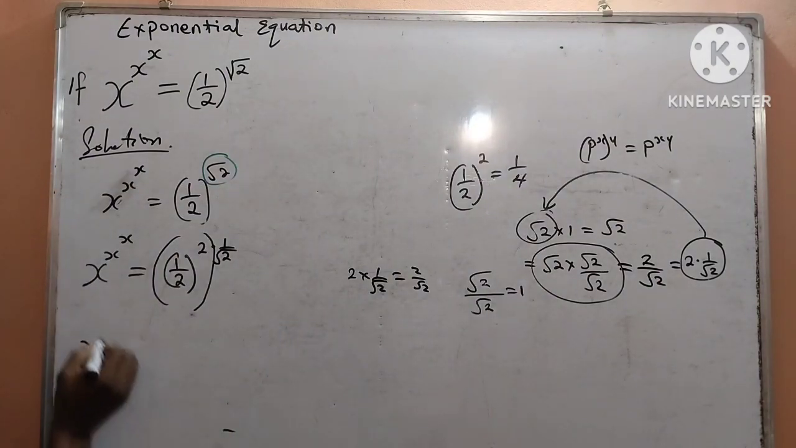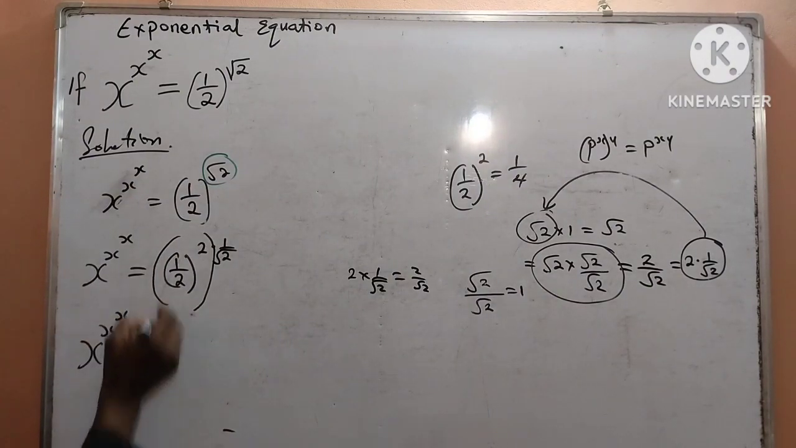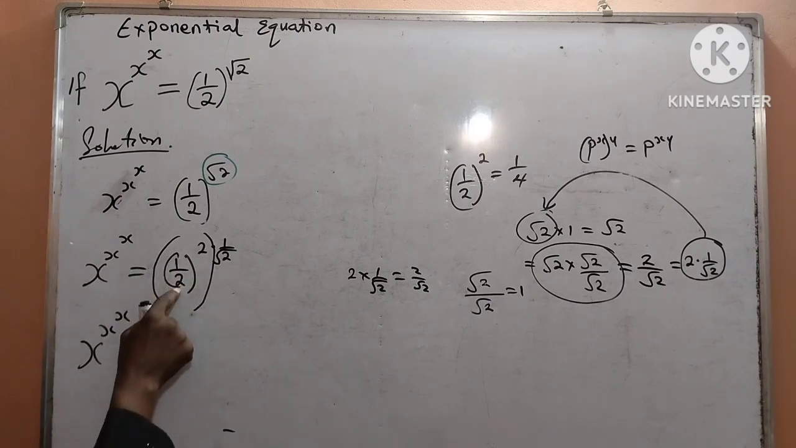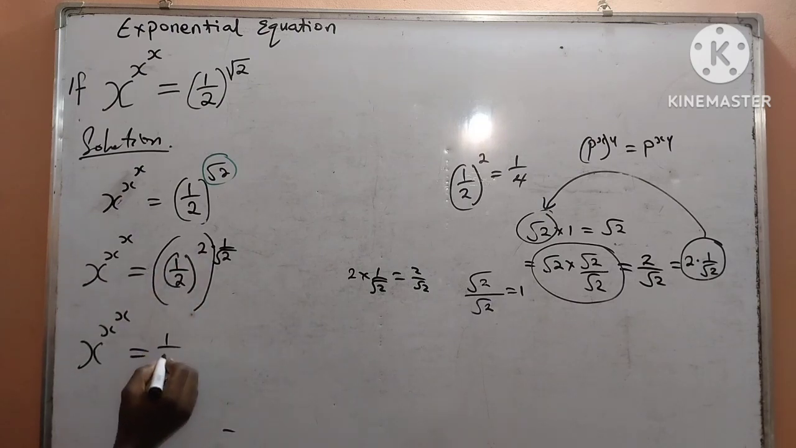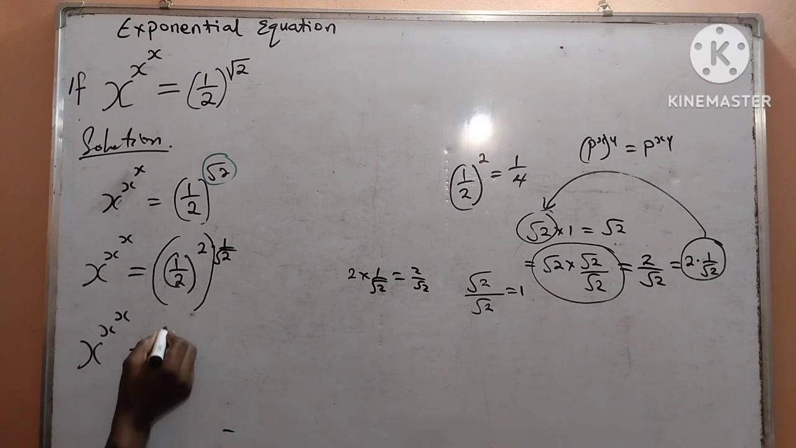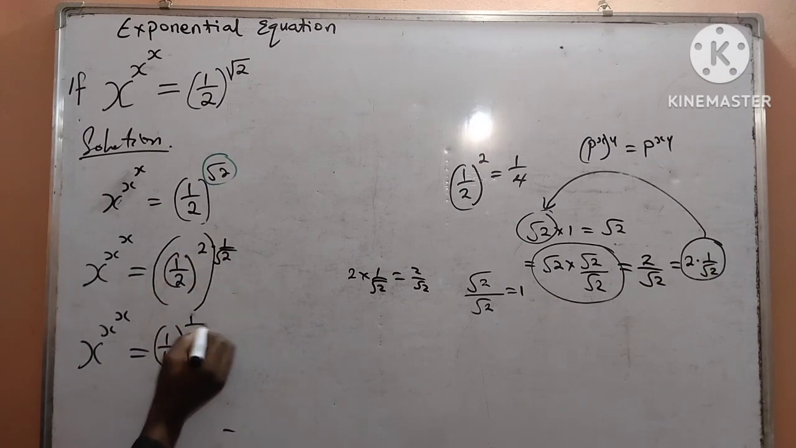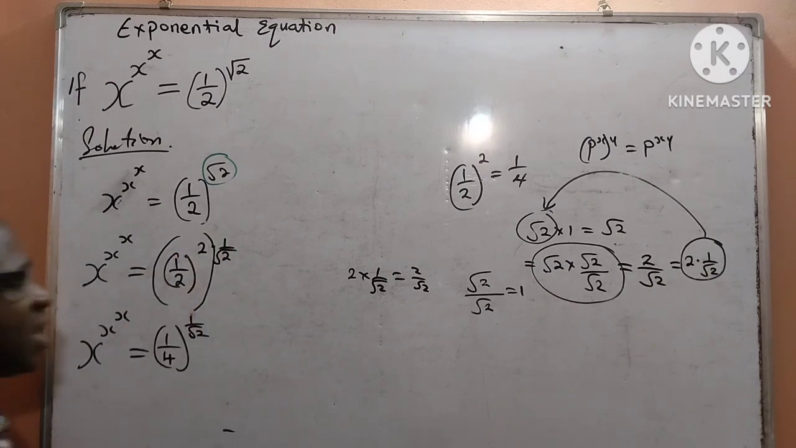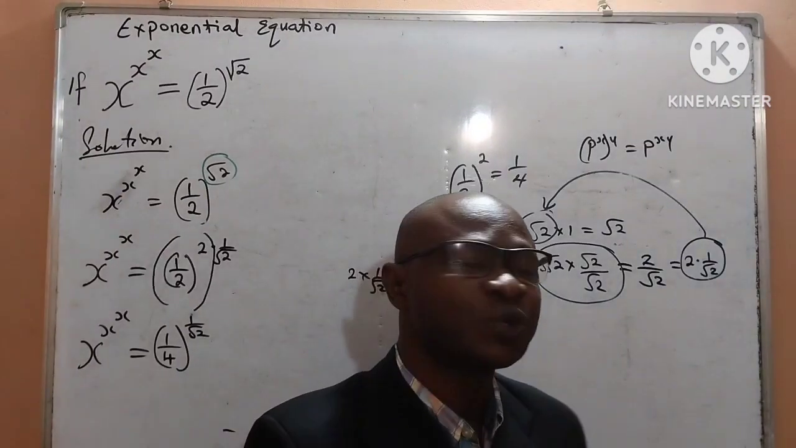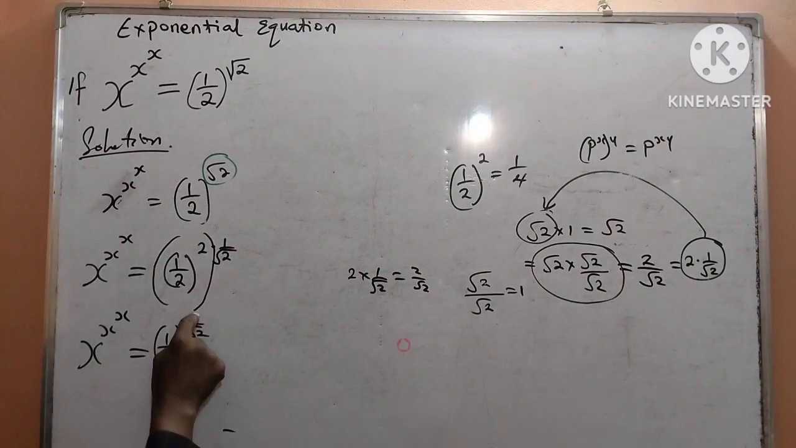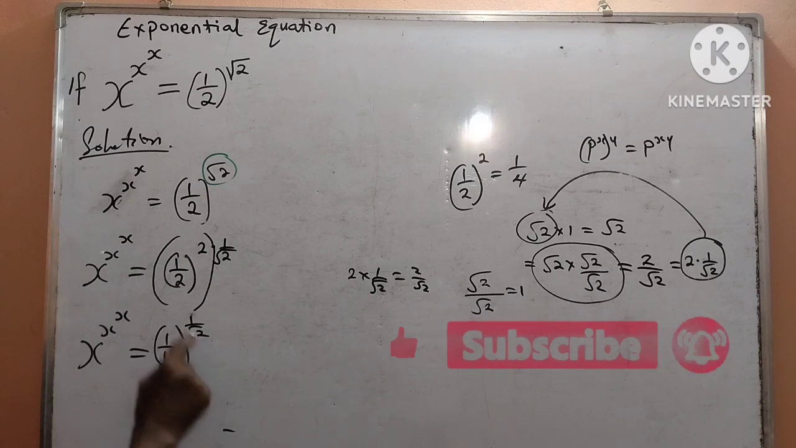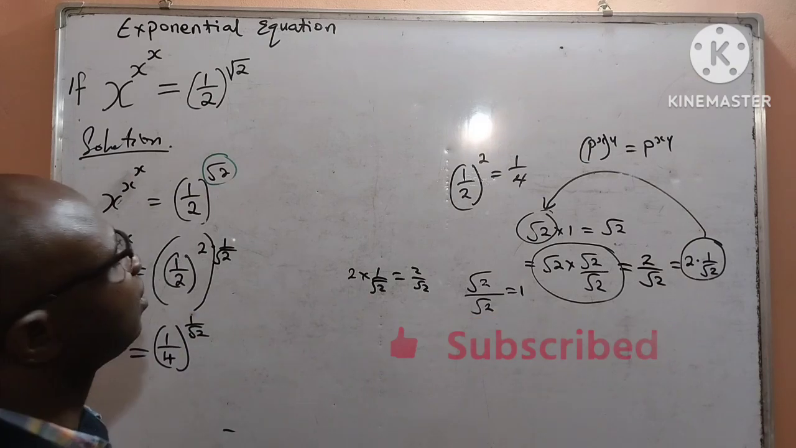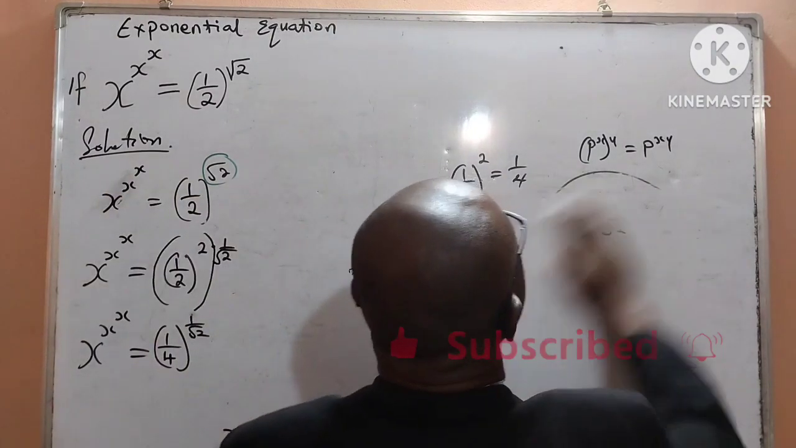So I can now have x raised to power x raised to power x is equal to 1 over 2 raised to power 2, which is now 1 all over 4, then all raised to power 1 all over square root of 2. Very good. At this point, what I have now is 1 all over square root of 2. This 1 all over square root of 2, we want to work on it.